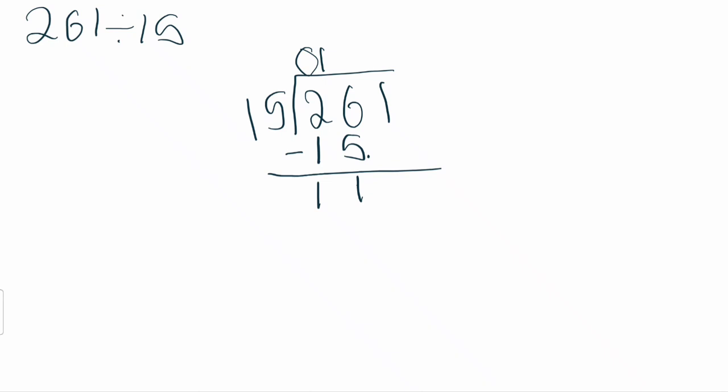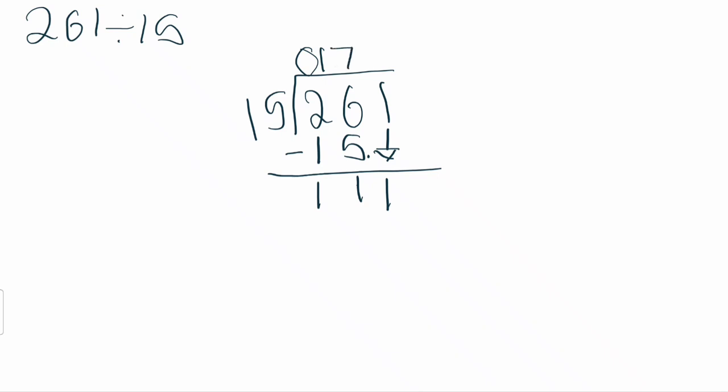You're going to check if 15 goes into 11. It does not go. Now, is there any number to bring down? Yes, there is. You're going to bring down the 1. And you're going to say 15 into 111. Let's count how many times it goes in. 15, 30, 45, 60, 75, 90, and 105. We're going to write which goes in 7 times.